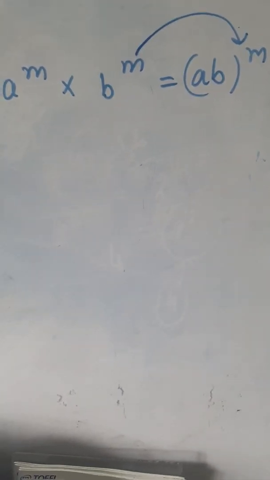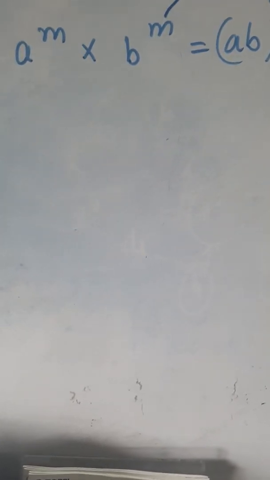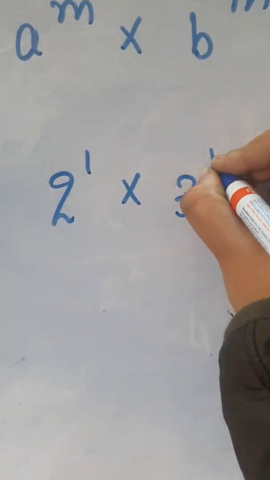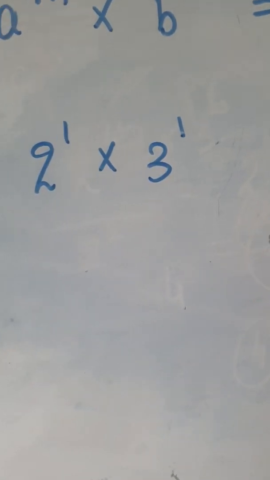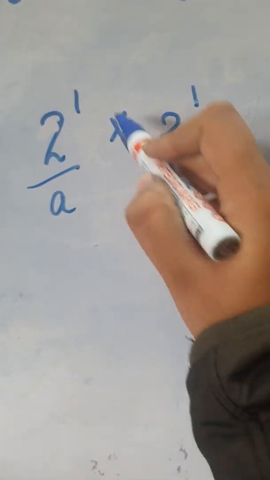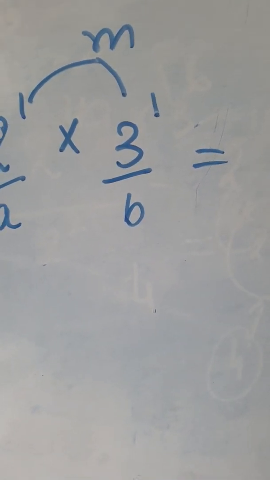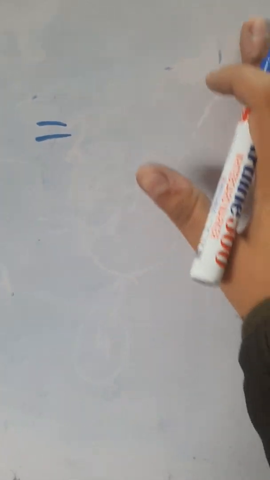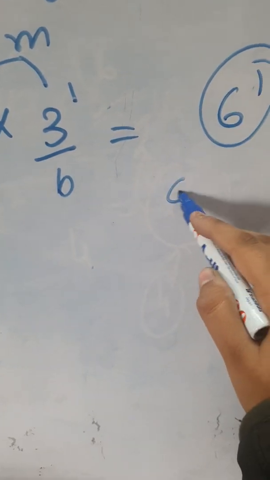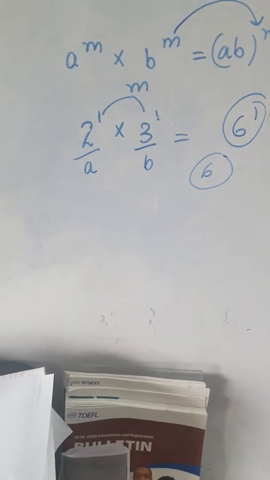So that means a to the power m into b to the power m gives you ab to the power m. Let's verify. Let's say that it is 2 to the power 1 into 3 to the power 1. In this case we are just going to multiply the bases. This is a and this is b, and these two signify m. So m is copied down here, that is 1, and 2 into 3 is 6. 6 to the power 1 is the same thing as 6, isn't it? So hence verified. Now with this we are done with our third law of exponents.